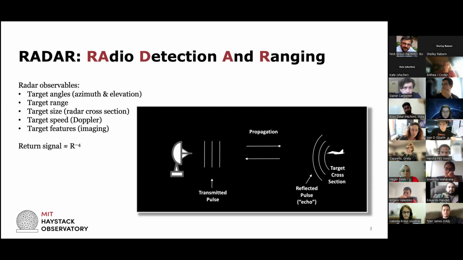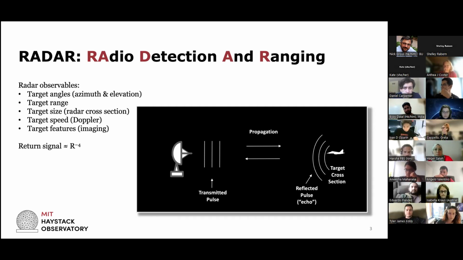And again, we're going to go back to radars, because with incoherent scatter radar, one of the things we're using is very, very large radars. I'm going to try to explain why you need that. But radar stands for radio detection and ranging.